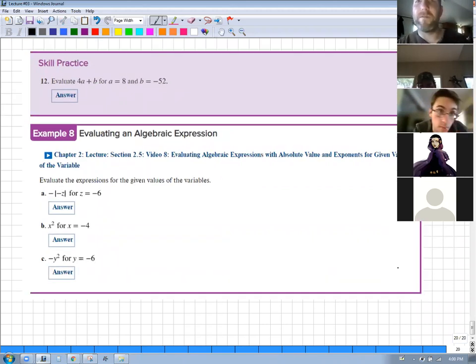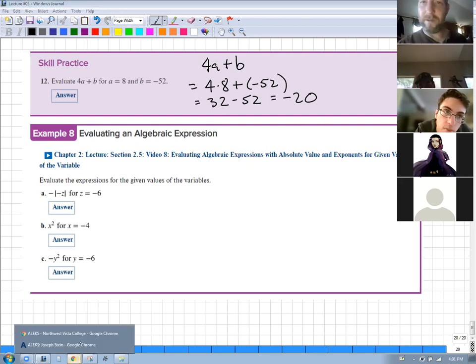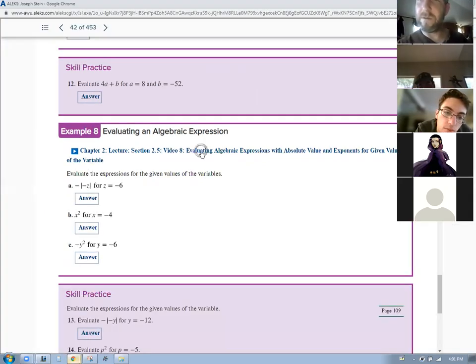Okay. Evaluate 4a plus b for a equals 8 and b is -52. So all we did was replace a and b. 8 times 4 is 32. We have -52. So that would be -20. All right, now we're in sample 8 here. We'll watch their video.